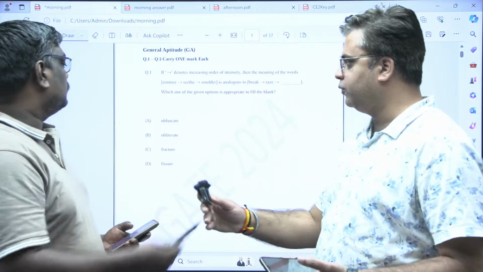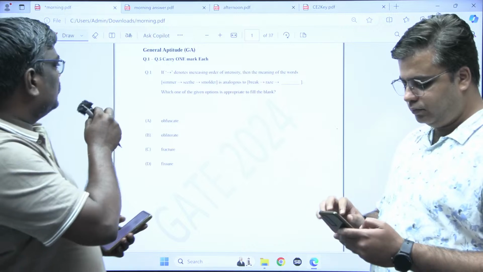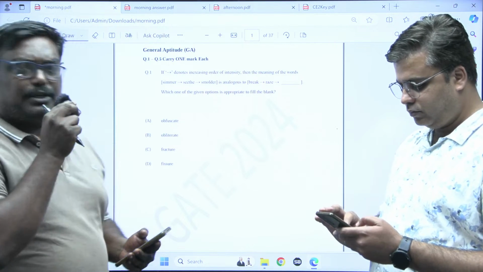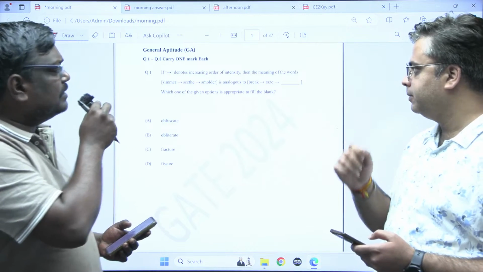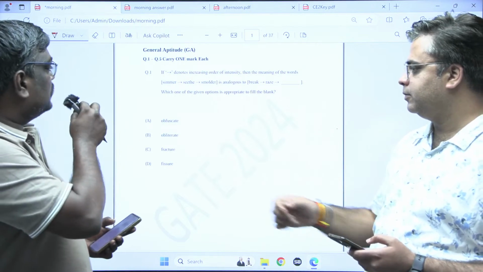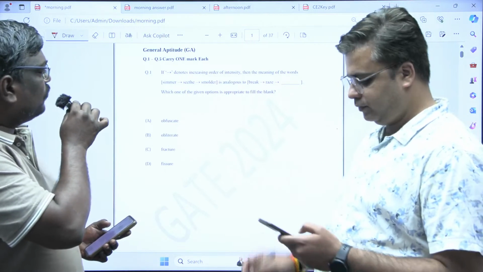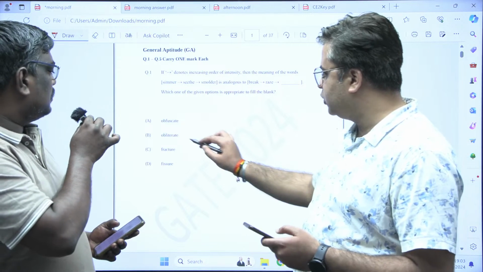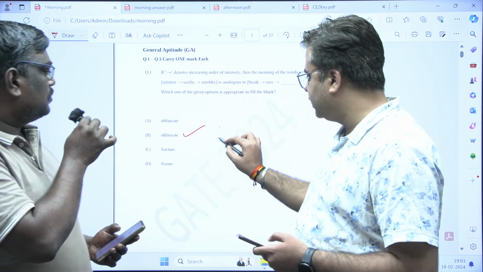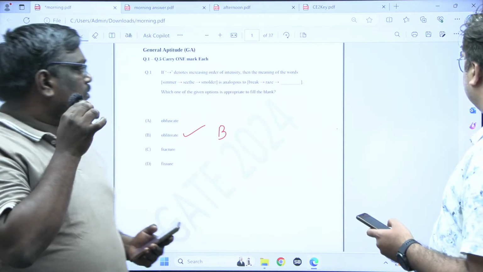This is the first question from the forenoon session. See, students, in the forenoon session, the first question was related to general aptitude, and they have given words denoting increasing order of intensity, the meaning of the words. Which one of the following given options is appropriate to fill the blank? For this question, option B was the correct option. So obliterate is the correct option. So this is the first question.